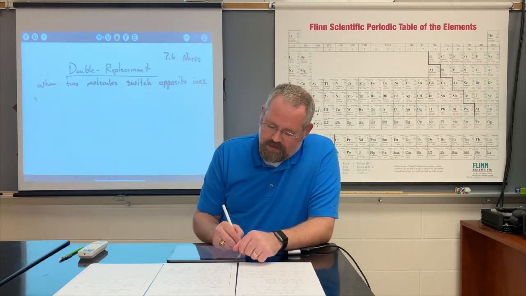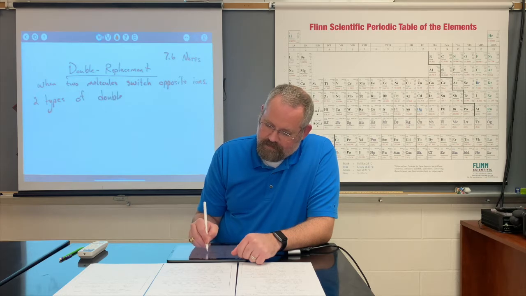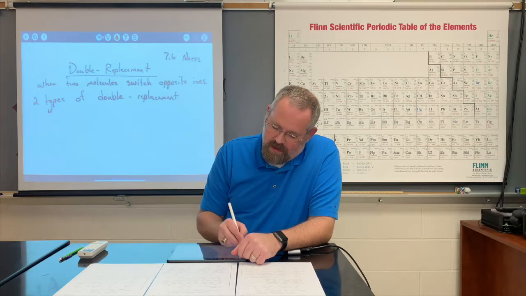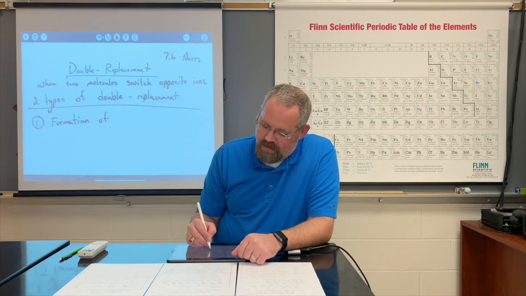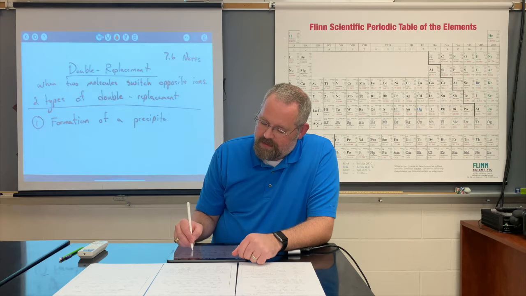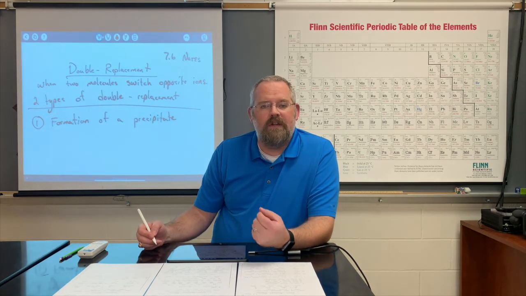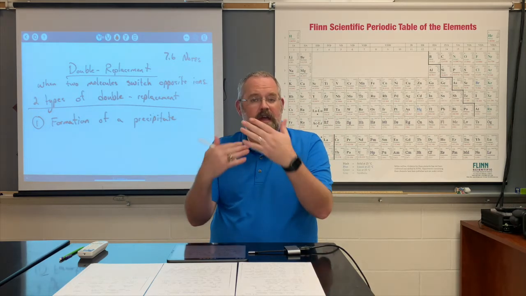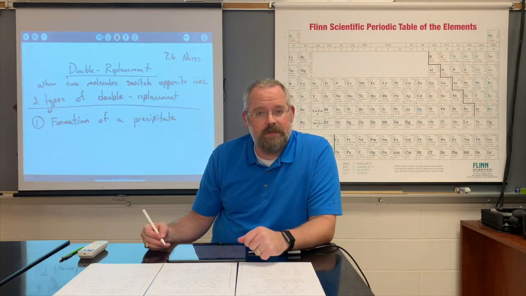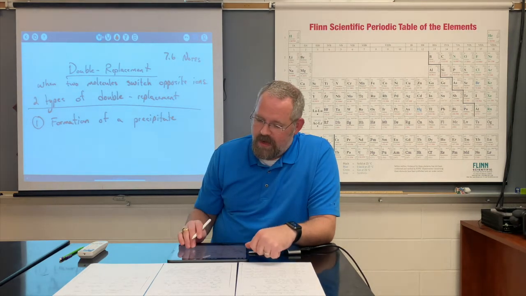And we're going to deal with two types of double replacement. Okay, our first type is going to be a formation of a precipitate. Now, a precipitate is when a solid falls out of solution. So essentially you take two liquids, two solutions, mix them together, and a solid forms. That's a formation of a precipitate. That occurs because of a chemical reaction.